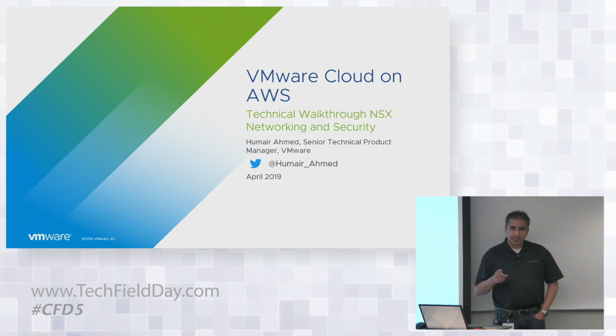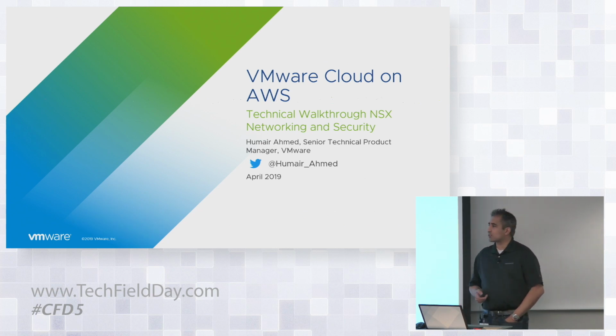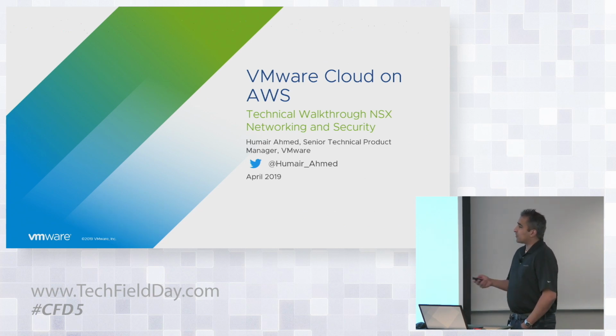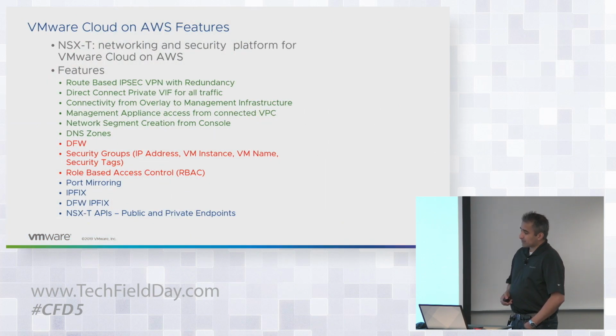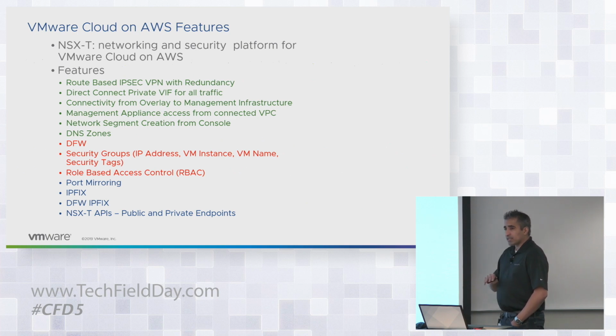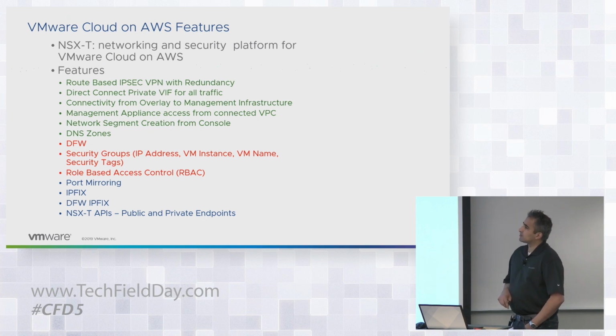So today in this section, we're going to focus on the networking and security capabilities offered by NSX in VMware Cloud on AWS. When you look at the features, some of you may already know the platform in VMware Cloud on AWS for networking and security is NSX-T. We made that switch over a few months ago. Prior, when we launched the service, it was based on NSX-V. Now the underlying platform is NSX-T.